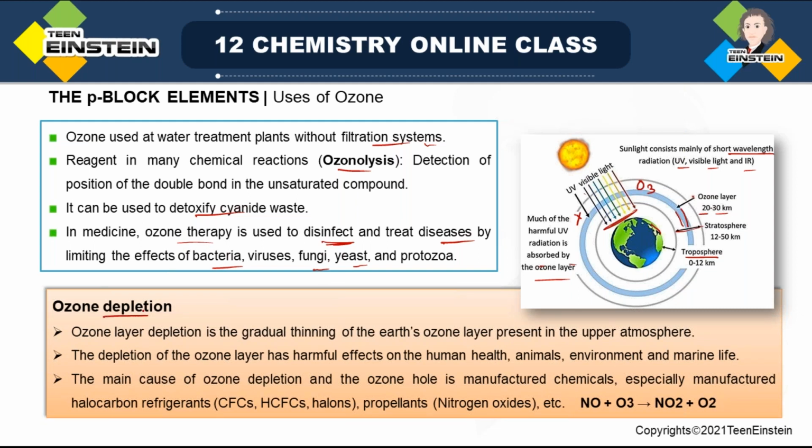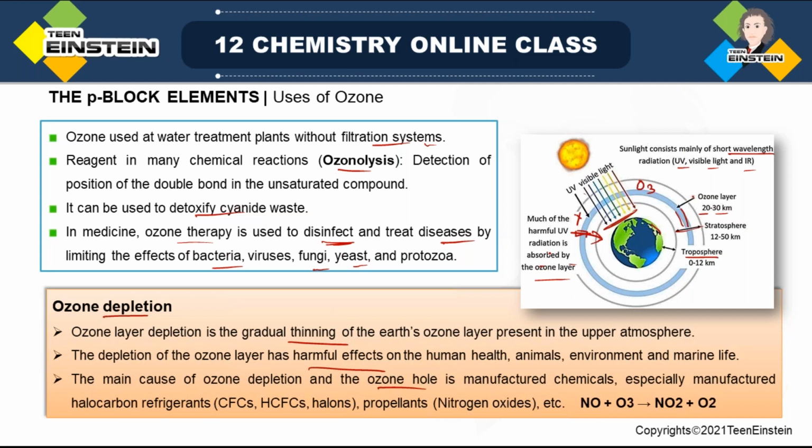Now, what do we actually mean by this term? Ozone layer depletion is the gradual thinning of the Earth's ozone layer, that is the natural ozone layer, which is present in the upper atmosphere 20 to 30 kilometers from us. Now, the depletion of this ozone layer will have harmful effects on human health, animals, environment, and marine life. Now, what are the causes behind it? Mainly the cause for this ozone depletion, or sometimes it is also called the ozone hole. That is, if there is a hole created here, then also the UV can come towards us through this hole.